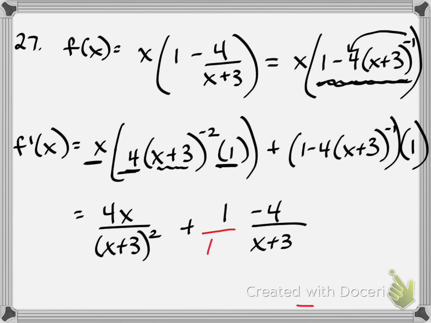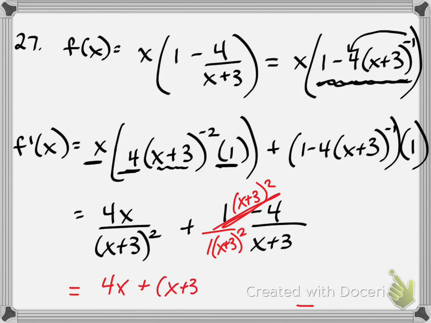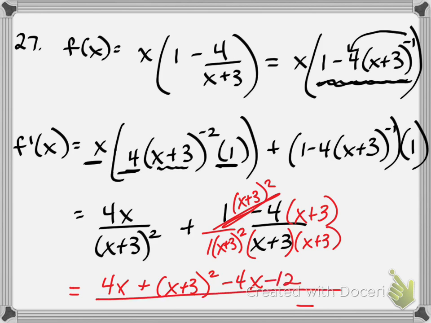So everybody needs x plus 3 to the second for their denominator. So 4x is great, but this needs x plus 3 to the second on the top and the bottom. So 1 times x plus 3 to the second is just x plus 3 to the second. This one needs another x plus 3 to get the squared. So we can distribute the 4. And it's all over x plus 3 squared.